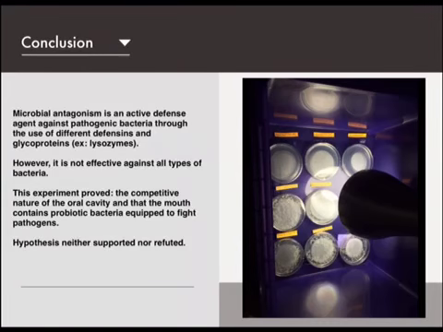In conclusion, microbial antagonism is an active defense agent against pathogenic bacteria through the use of compounds such as lysozymes. However, as shown by the variance in my 2 trials data, it is not effective against all types of bacteria. This experiment proved the competitive nature of the oral cavity and that the mouth does in fact contain beneficial probiotic bacteria. Thus, my hypothesis can neither be refuted nor supported, despite the fact that the experiment definitely established microbial antagonism as a very significant immune defense.